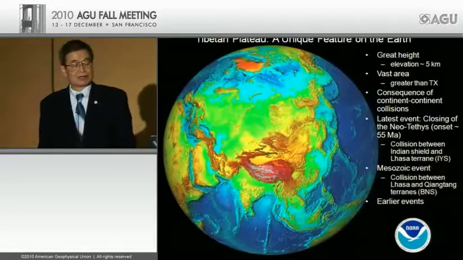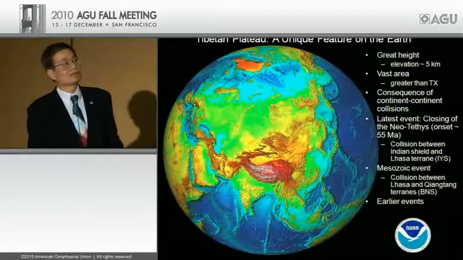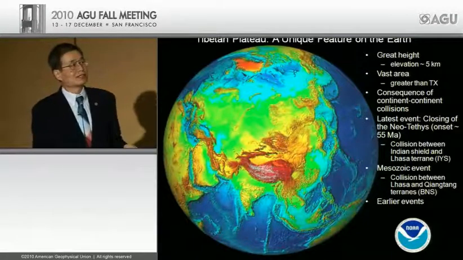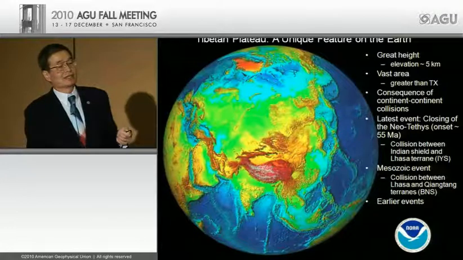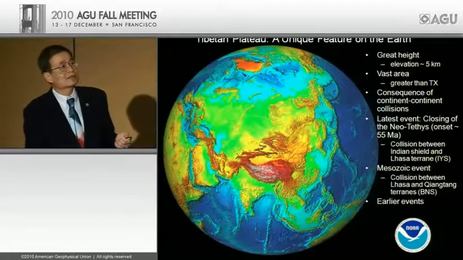Now, lately, we realized that there is a completely different category of seismic anomalies, and for this, we go to Tibet. Tibet is a very unique feature on the Earth. It's very tall. Elevation is about 5 kilometers. It's very large. It's larger than the state of Texas.